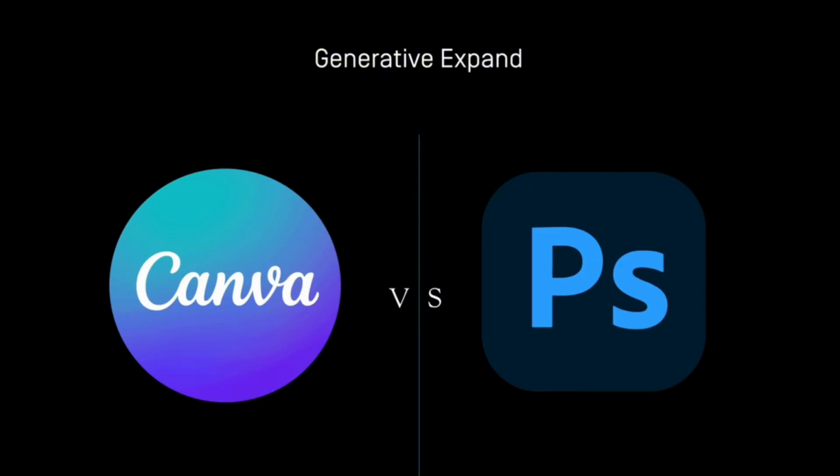So today we will tackle content repurposing, and specifically how an AI feature called Generative Expand can help you resize images for different formats. I will test Canva and Photoshop, and by the end of this video, I'll let you know which one I prefer and why.